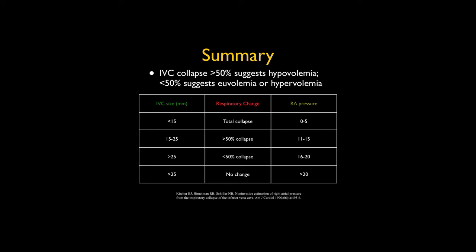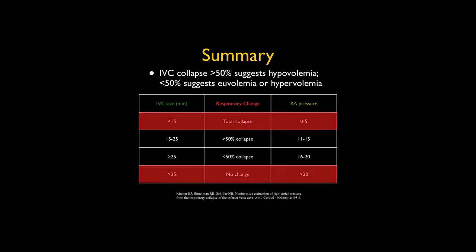I will say with my own research, the extremes are what are helpful. So if an IVC is extremely small, there's 100% collapse, the RA pressure is less than 5. If the IVC size is greater than 25 millimeters and there's no change with inspiration, then the RA pressure is over 20. This can inform your diagnosis and management of your sick hypotensive patients.